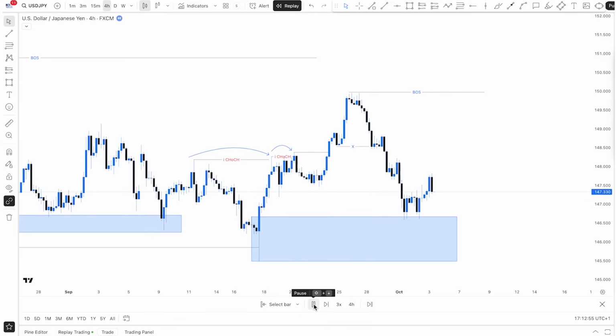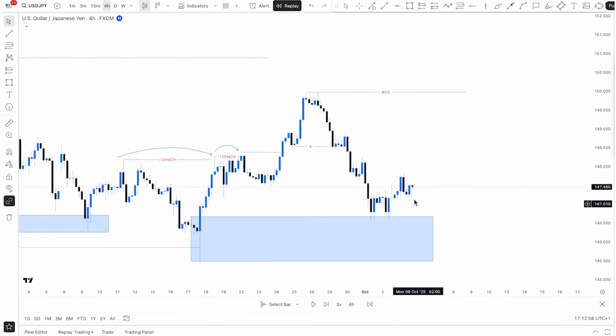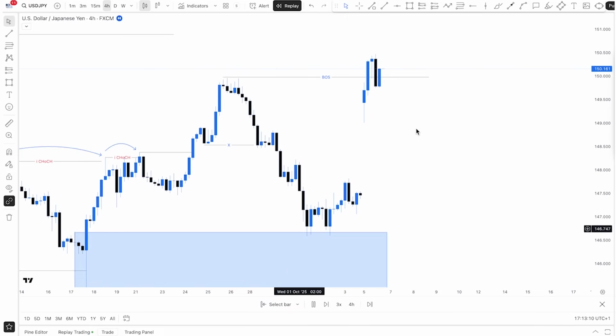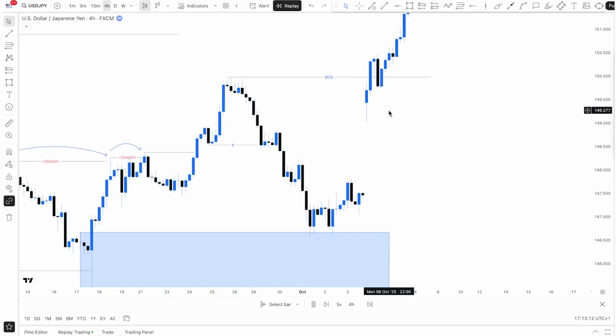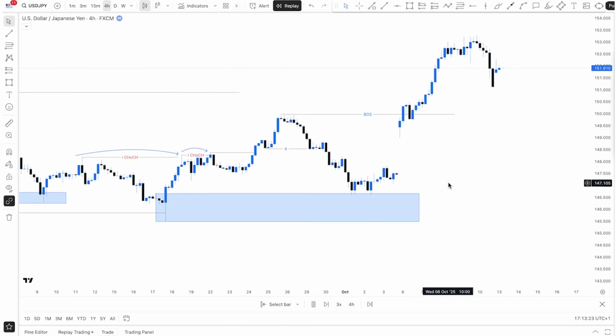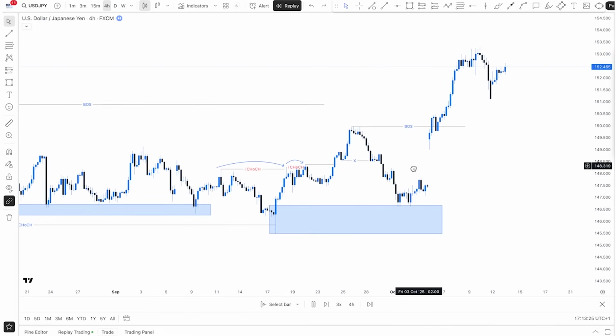So right here we have an entry confirmation. You can see that we have a strong momentum candle close above, and then we see price mitigate that zone. That's an advanced entry model. And then we have a close above, and a close above our major structure as well. So moving on, this is what we've got so far.